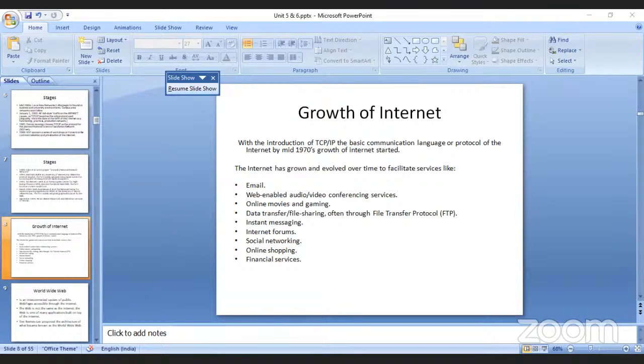Web browsers receive HTML documents from a web server or from local storage and render the documents into multimedia web pages. Now, what is HTML? I have explained to you what HTML is. It is hypertext markup language. It is a standard language.